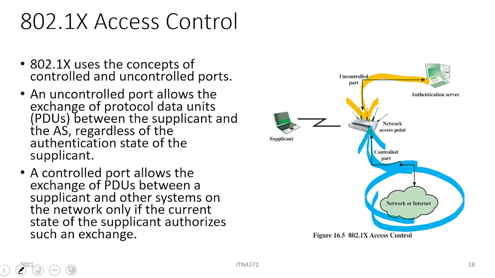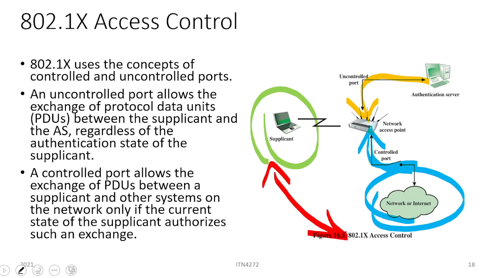If the end device, the client or the peer, needs to access the network, it needs to be allowed, or authenticated, if it needs to access something that is attached to the controlled port. Only if it is authorized can it access the controlled port or the information communicated through the controlled port, that is, to communicate to the network or the internet, whatever the secure network part. So that is the basic idea of 802.1x.